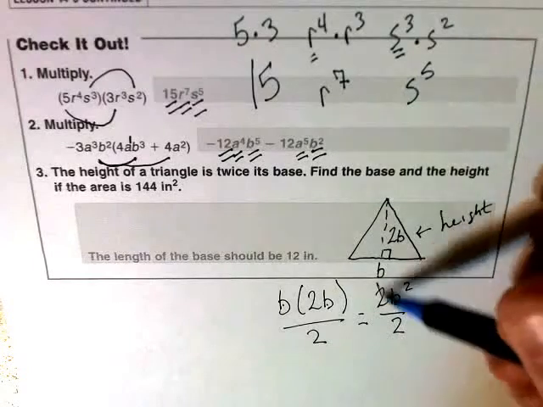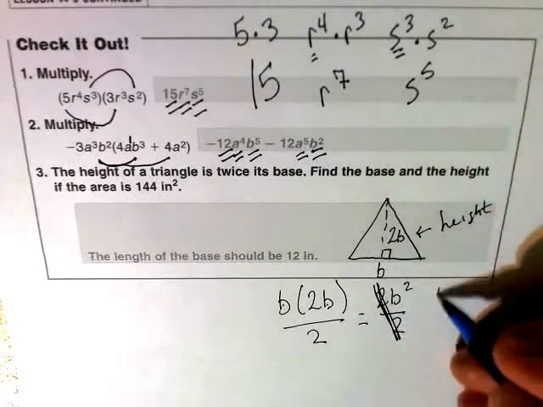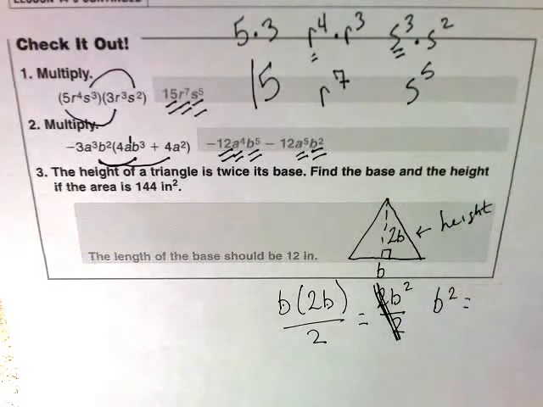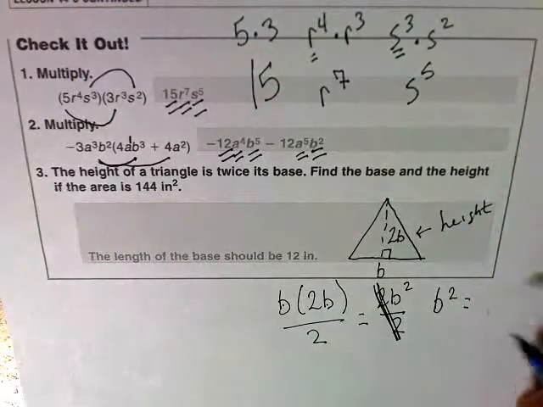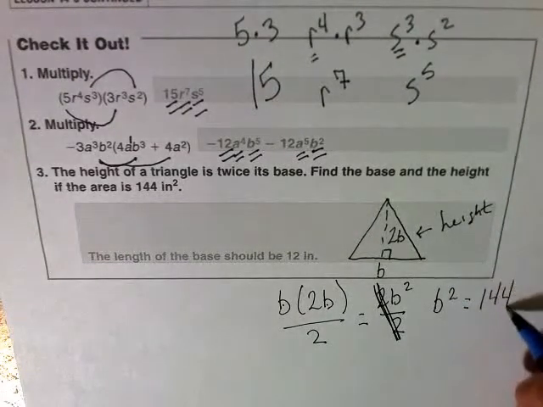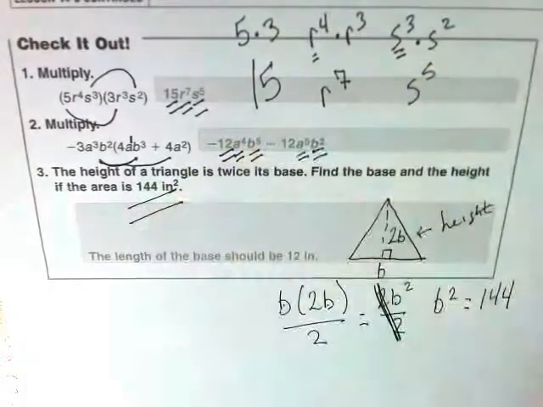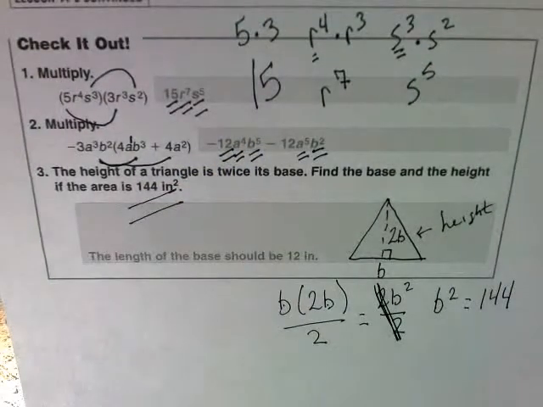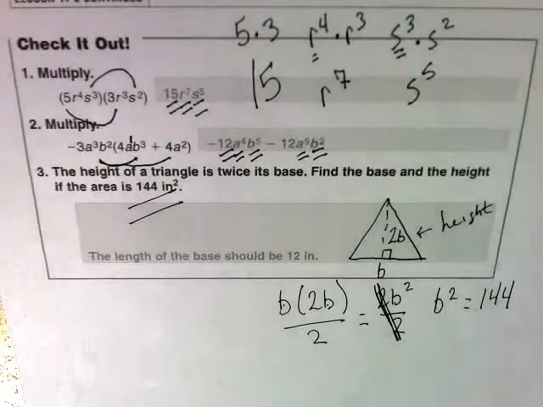Well, the 2's are going to cancel each other out and tell me that the area is just b squared. b squared equals 144. How do I know it equals 144? Again, the last line tells me that the area equals 144. That's how I know that. So, I want to find b. How do I find b?